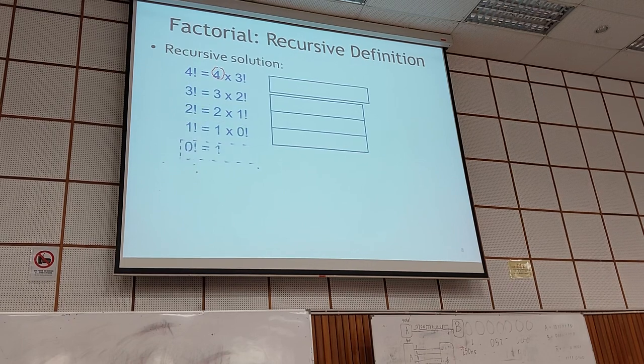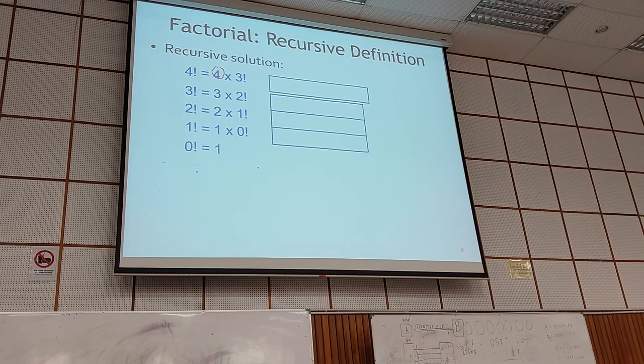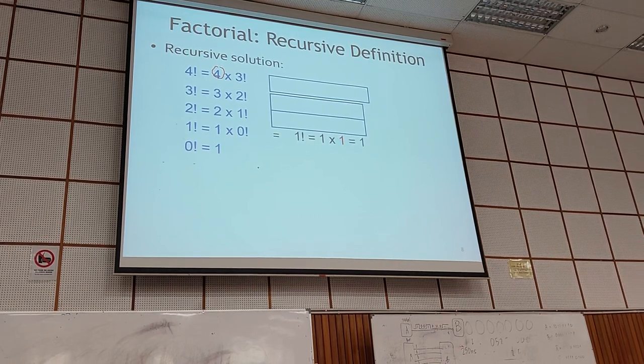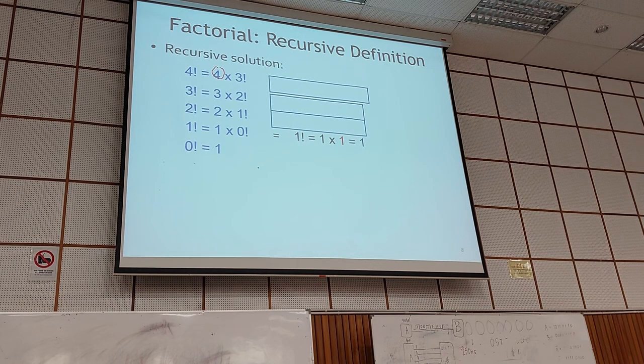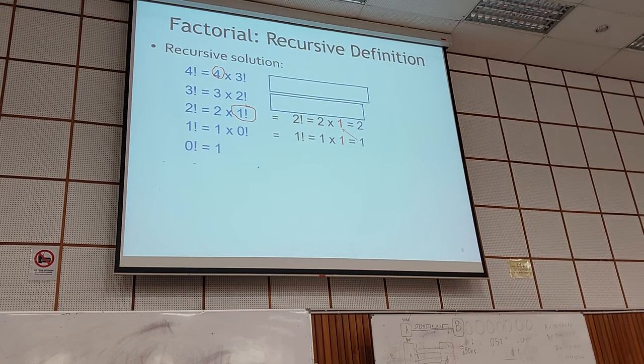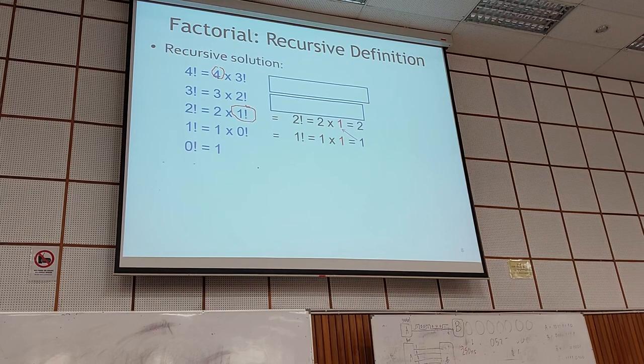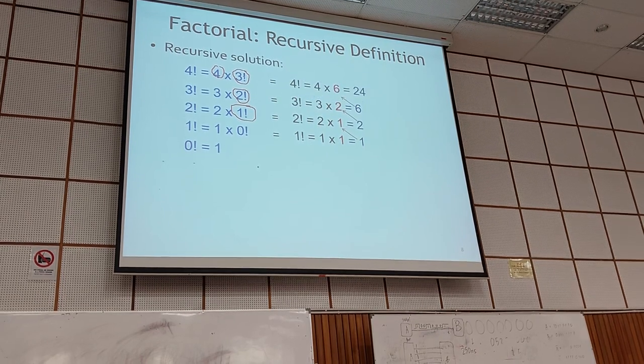Alright? So 0 factorial is 1. Since I know what 0 factorial is, I am able to solve 1 factorial. 1 times 1 equals 1. So 1 factorial is 1. Here I know what 1 factorial is, right? So 2 factorial will be 2 times 1 equals 2, alright? So I know 2 factorial is 2. So for 3 factorial, 3 times 2 factorial, which is 2, equals 6. Now I know my 3 factorial, and then of course I'm able to get my answer.